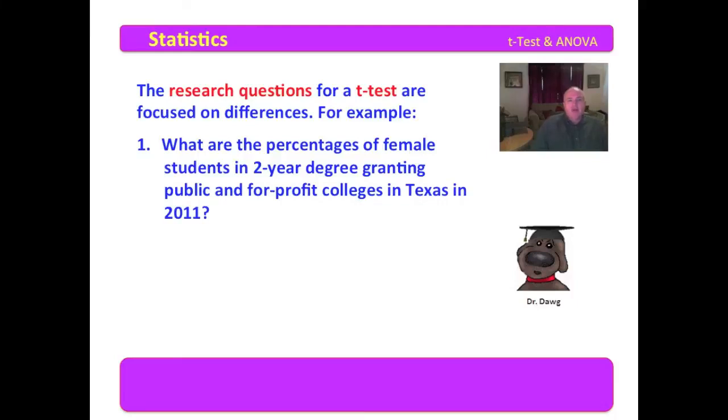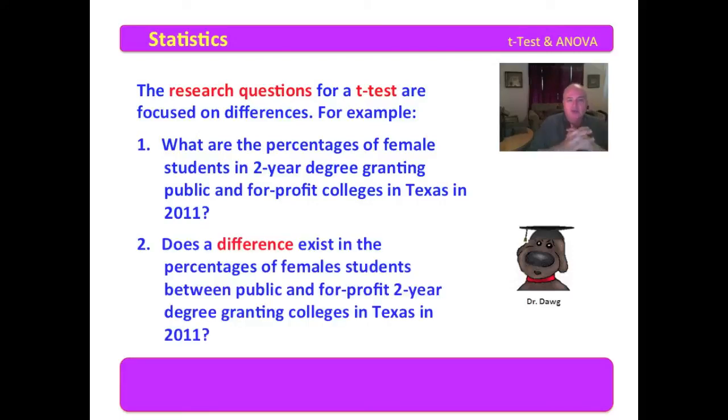For example, we'd start with a descriptive question. What are the percentages of female students in two-year degree-granting public and for-profit colleges in Texas in 2011? That's simply the descriptive, looking for the percentages of females in two different groups. You can see that the groups are public two-year colleges in Texas and for-profit two-year colleges in Texas for the 2011 year.